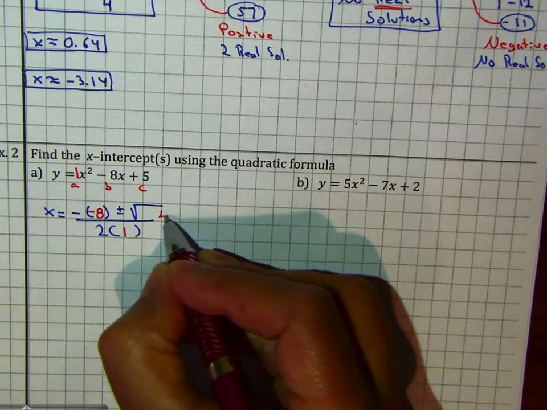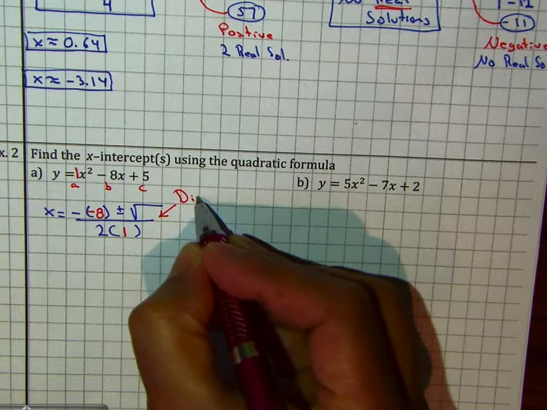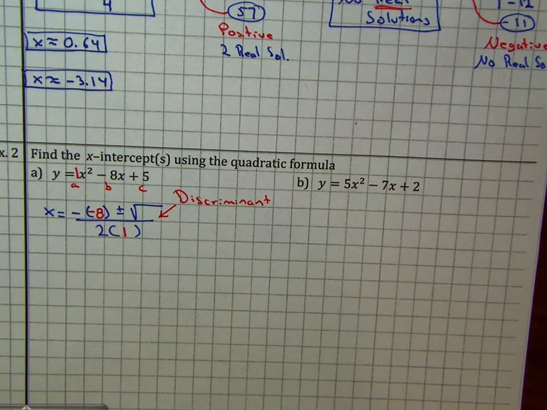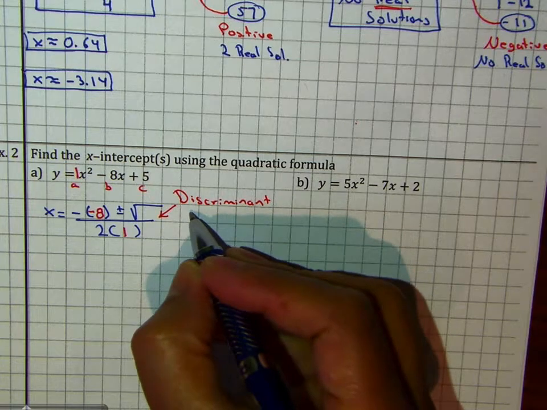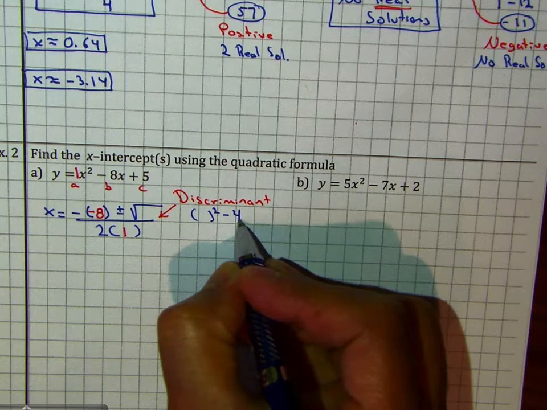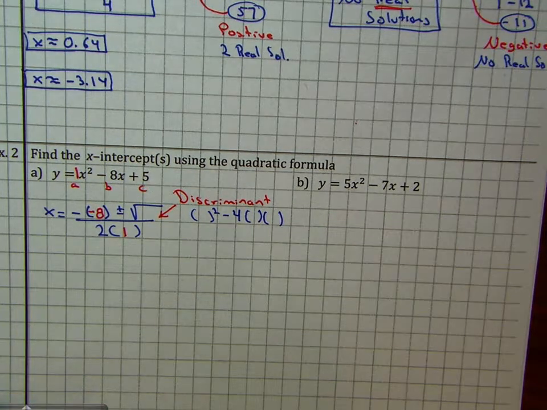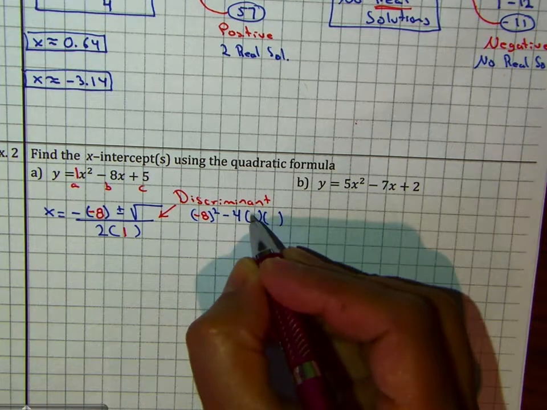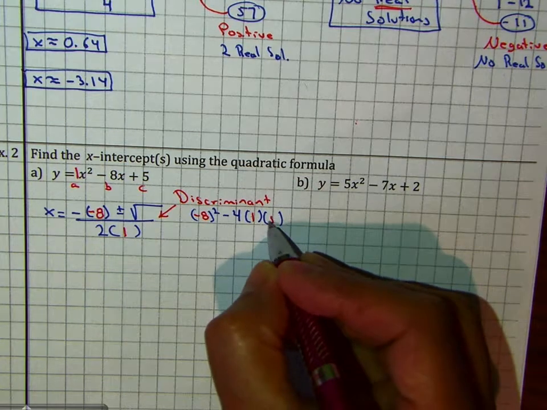This part will be my discriminant, which is b squared minus 4ac, where b is negative 8, a is 1, and c is 5.